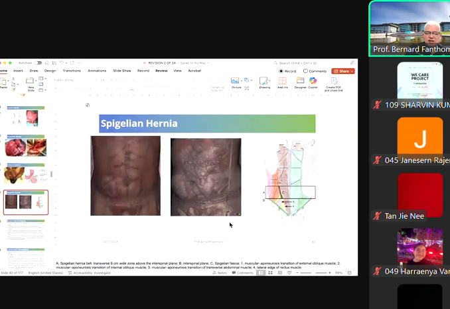Then you have the Spigelian hernia, where the hernia comes out through the Spigelian fascia and the bowel loops are lying within the walls of the abdominal cavity.